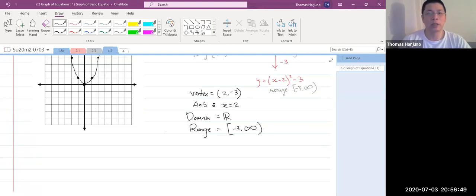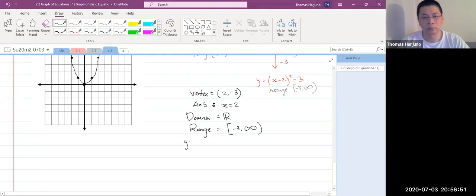How about the y-intercept? For the y-intercept, you set x equals 0. So y equals 0 minus 2 squared minus 3. That's (-2) squared, which is 4, minus 3 is 1. So the y-intercept is (0, 1).